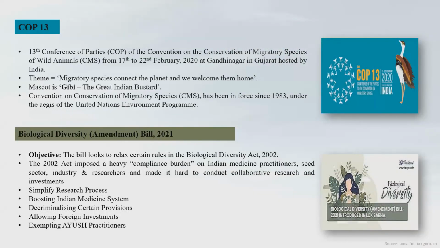COP13 is the 13th conference on the conservation of migratory species, which was held at Gandhinagar in Gujarat. The theme of this conference was, migratory species connect the planet, and we welcome them home. This summit brings together 1,200 delegates from over 110 countries to deliberate on the alarming decline of migratory species.